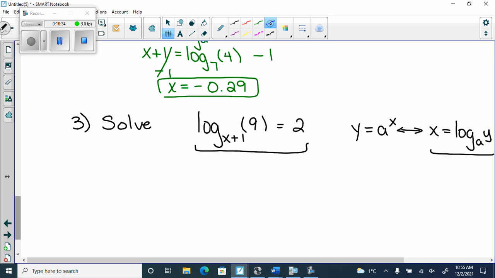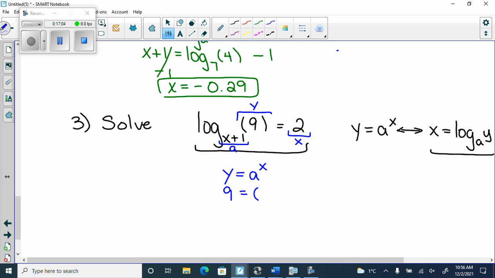So let's match up the letters now. 3 pieces, 1, 2, 3. 3 pieces, 1, 2, 3. So the one that's by itself is x. The base is a. One beside it is y. Now I use the log one, so I rewrite the not log one, because that's what I'm converting it to. I'm converting it to exponential.